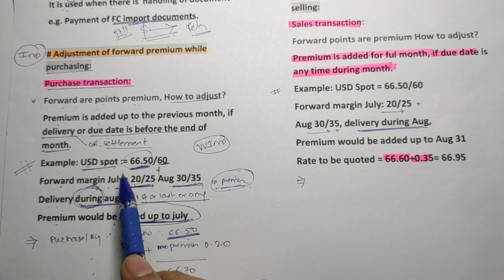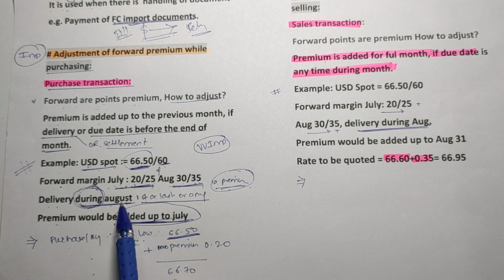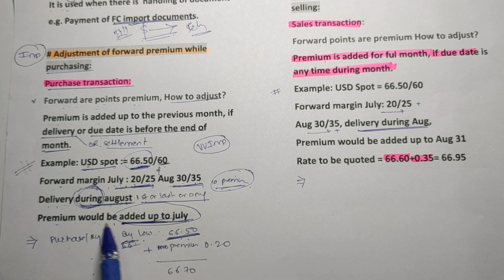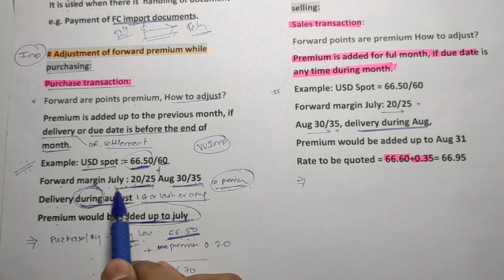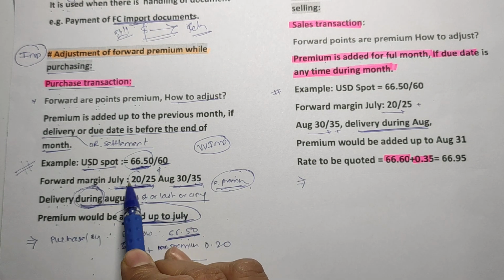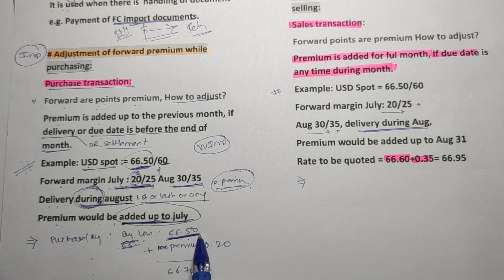Now they have given premium for July and August, and delivery is in August, but as we are purchasing, our target should be to buy at a low. Delivery is during August, but we don't know when in August, and our principle is buy low, so we will definitely add up to the previous month, that is up to July we have to add. So up to July, our principle is buy low, so we will take this value and just add 66.50 plus 0.20, and you will get 66.70 as your answer for the quote, that is the quoted currency.